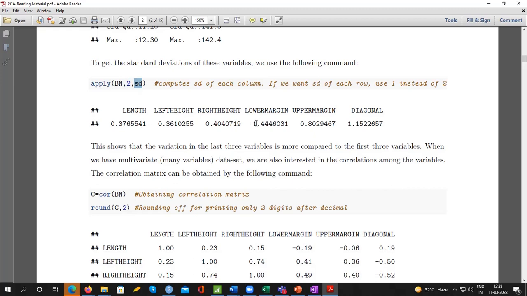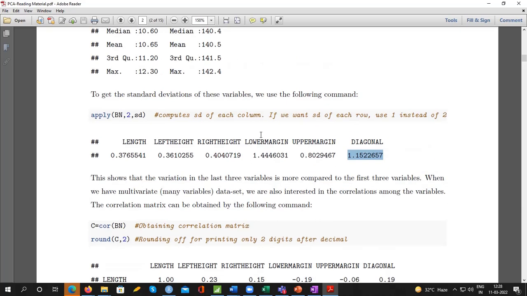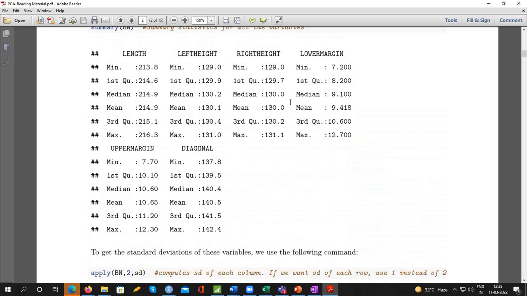Now we can see here that lower margin has the highest variance and the second highest variance is diagonal. It is interesting to see that the mean of lower margin is pretty small.